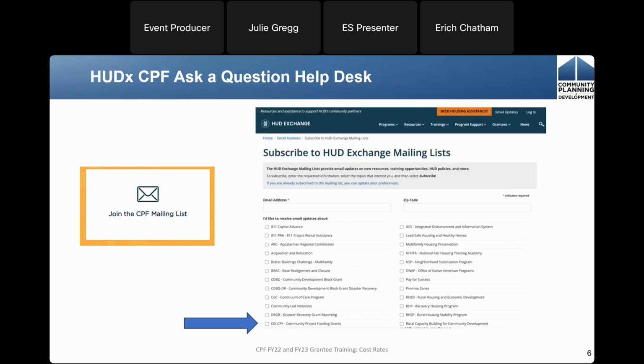On the screen you see now, through the HUD Exchange, just the last item here, I really encourage everyone to join the mailing list, and you can subscribe through the HUD Exchange to a variety of mailing lists. You can see in the bottom left where that blue arrow is, where the EDI, CPF, listserv checkboxes are. Thank you. Next slide.